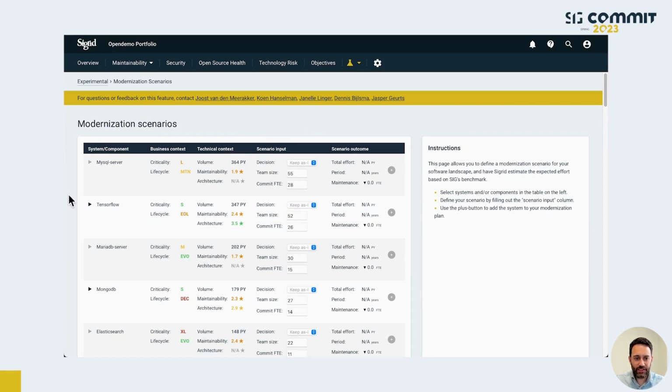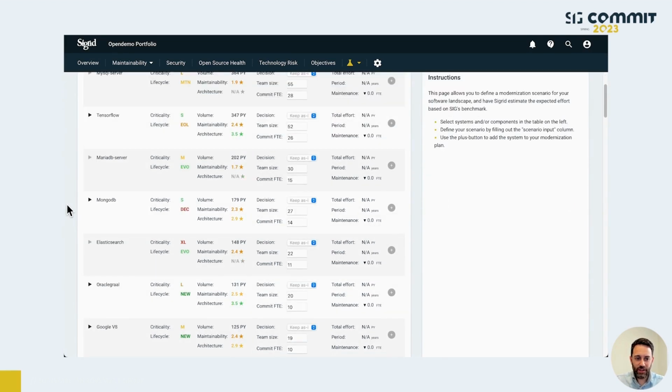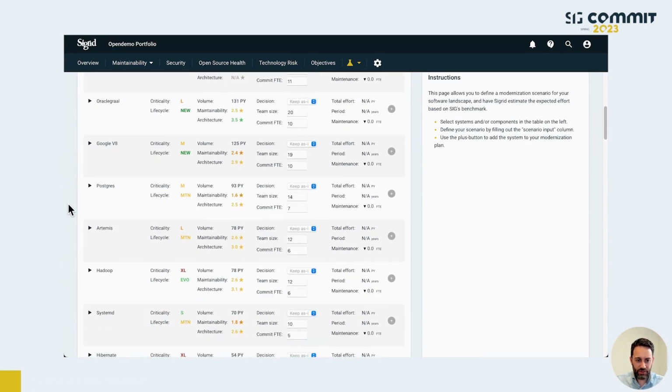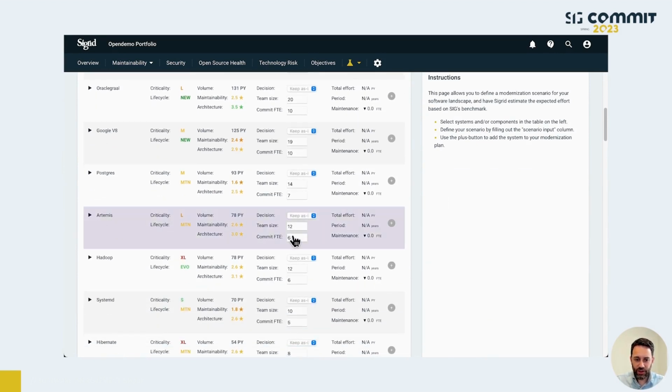To explain these, I'd like to go into the system that Vidya just did an analysis on. Let me scroll down here, and there it is, Artemis. When we toggle open this drop-down menu, there's a whole range of different modernization scenarios we can pick from. What Sigrid does very well is it uses the maintainability and architecture scores, and also our benchmark, to provide an effort estimation and a period in which this project is done.